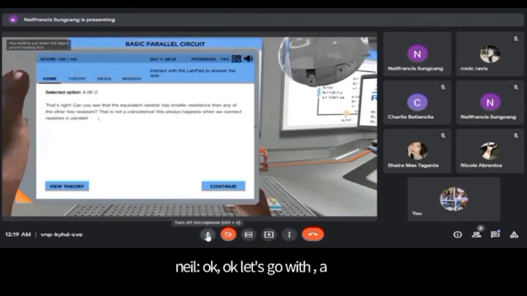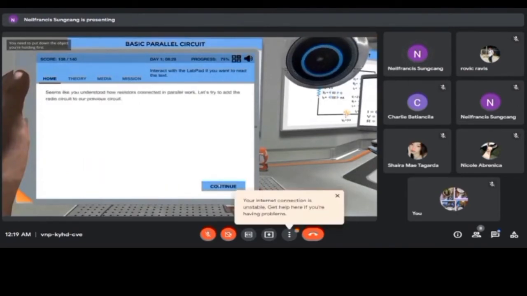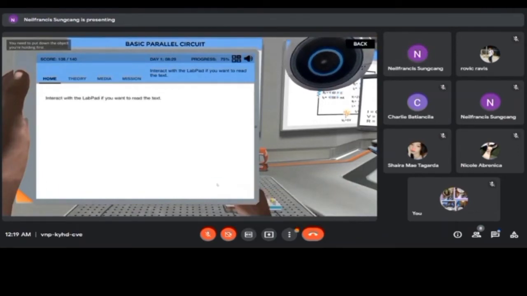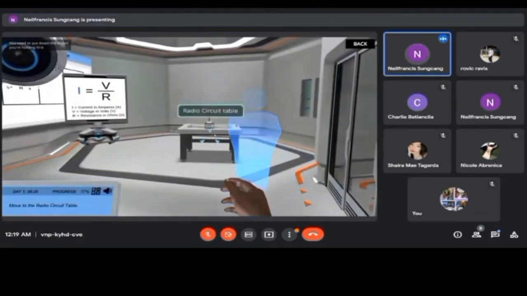That's right. Can you see that the equivalent resistor has smaller resistance than any of the other two resistors? Seems like you understood how resistors connected in parallel work. Let's try to add the radio circuit to our previous circuit. Move to the radio circuit table.